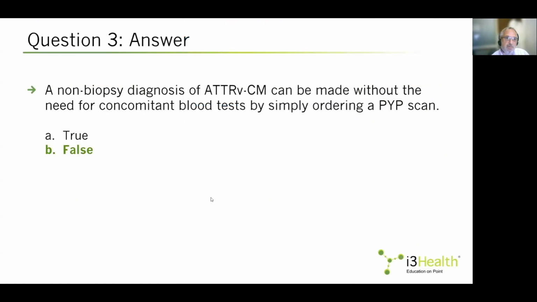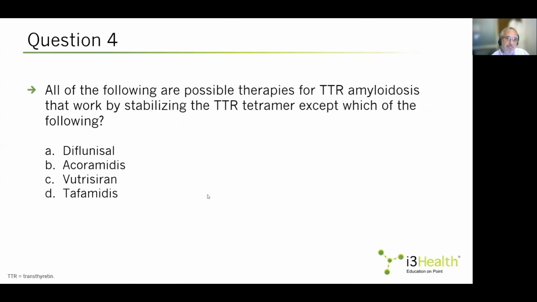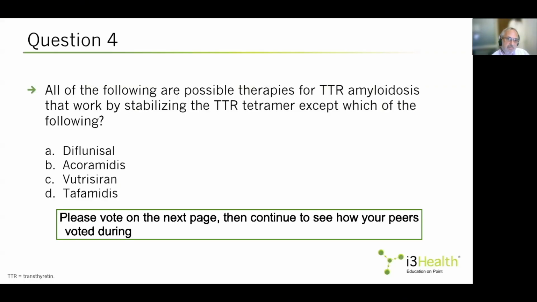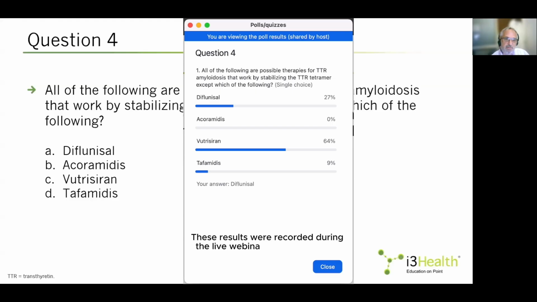And our final question is, all the following are possible therapies for TTR amyloidosis that operate through a mechanism of stabilizing the TTR tetramer, except which of the following? Is that diflunisal, acoramidis, vutrisiran, or tafamidis? And that is correct. Vutrisiran is a silencer.